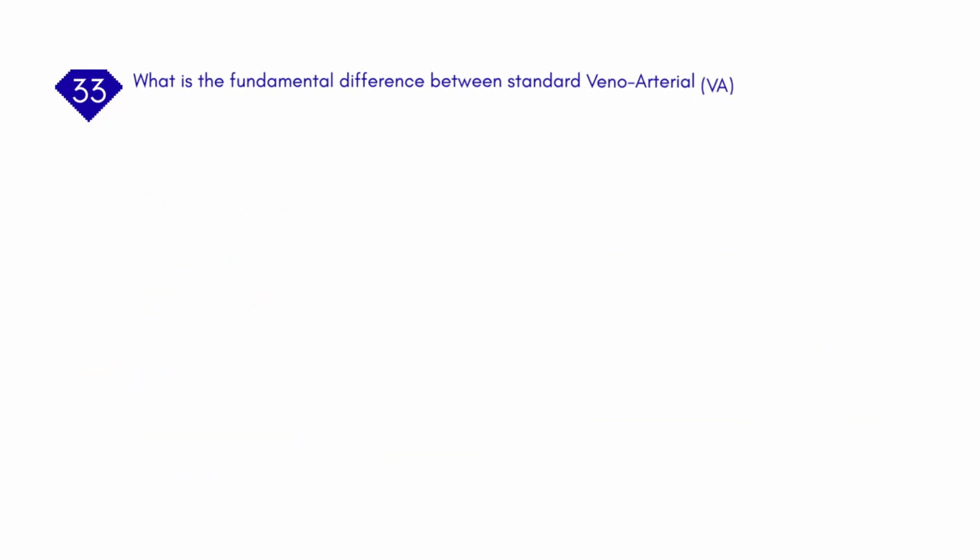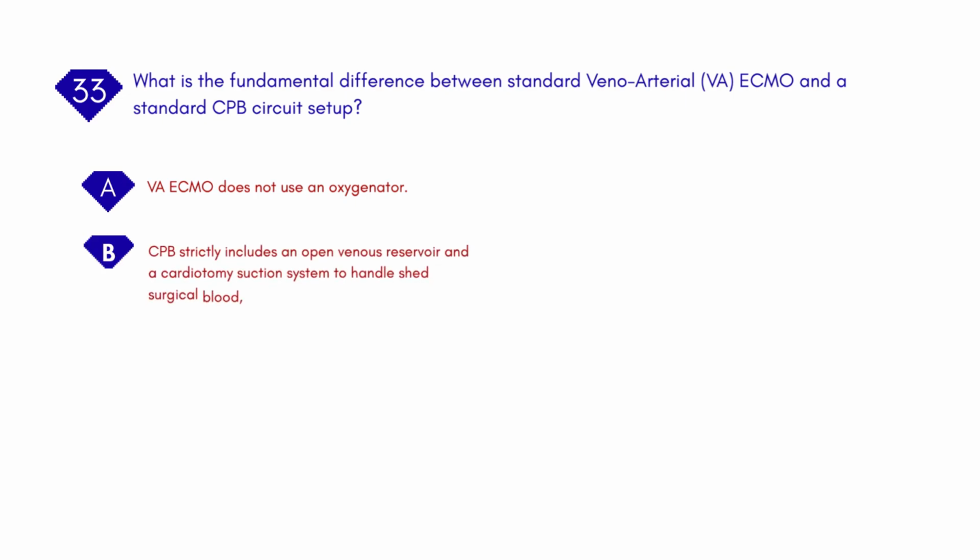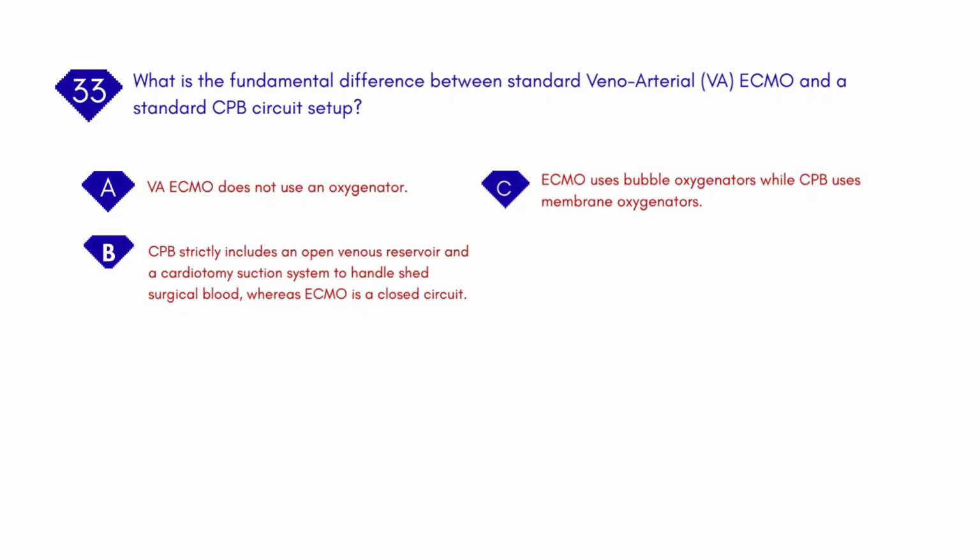What is the fundamental difference between standard veno-arterial (VA) ECMO and a standard CPB circuit setup? A. VA ECMO does not use an oxygenator. B. CPB strictly includes an open venous reservoir and a cardiotomy suction system to handle shed surgical blood, whereas ECMO is a closed circuit. C. ECMO uses bubble oxygenators while CPB uses membrane oxygenators. D. CPB does not utilize any systemic anticoagulation.